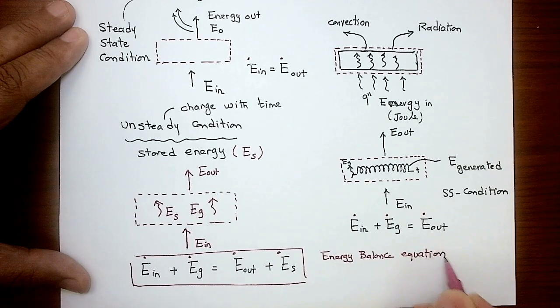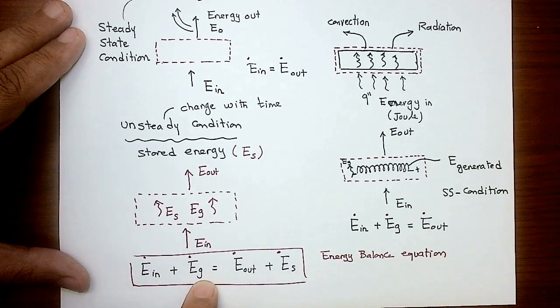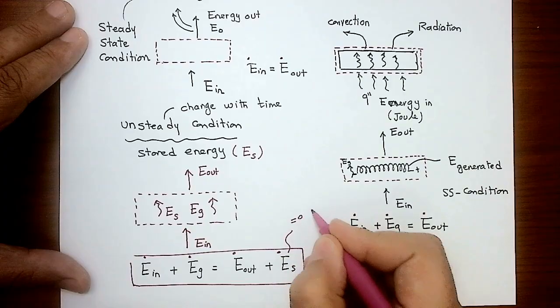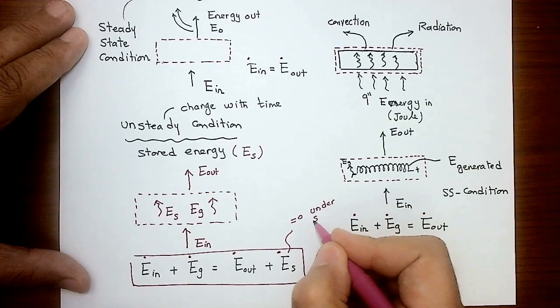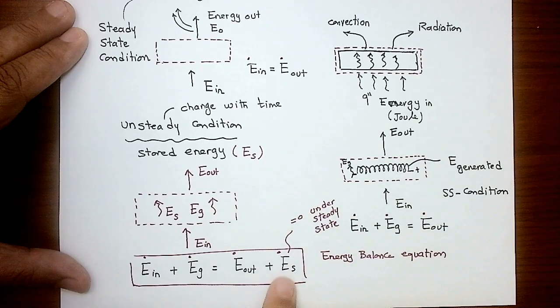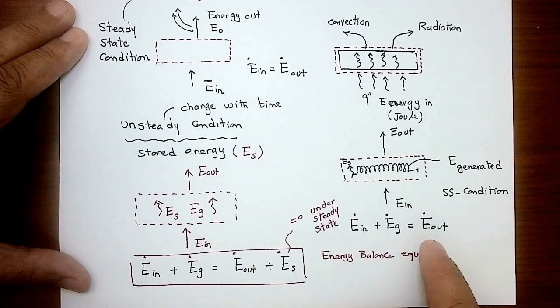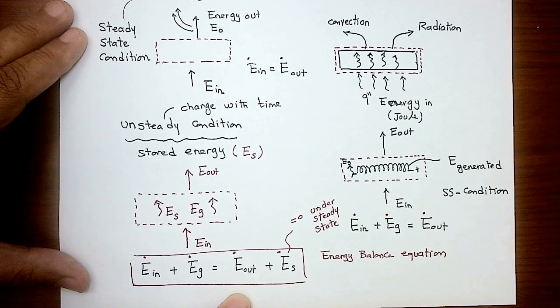And this is the more general form here. So let's assume that we don't have that E generated term. It will take us to the case of E in equals E out plus E stored. But if I have no heat generation and steady, these two terms will go away. So under a steady state condition, this will be 0. This will equal 0 under steady state condition. Then if there is no heat generation, it will take us to this case here. If there is heat generation, it will take us to this case here. So this is a more generalized form of the equation.